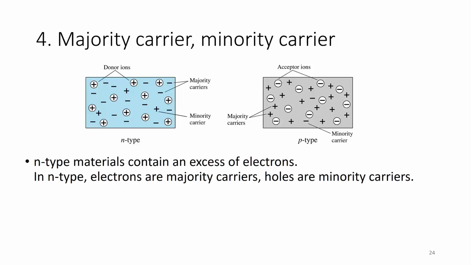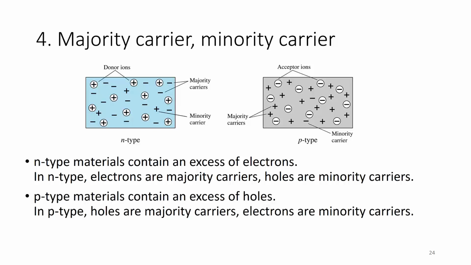N-type materials contain an excess of electrons, because you have introduced donors. In n-type, electrons are majority carriers and holes are minority carriers, and you would expect the minority carriers to be close to the intrinsic value. P-type materials contain an excess of holes because of the introduction of acceptor atoms. In p-type, holes are majority carriers and electrons are minority carriers.